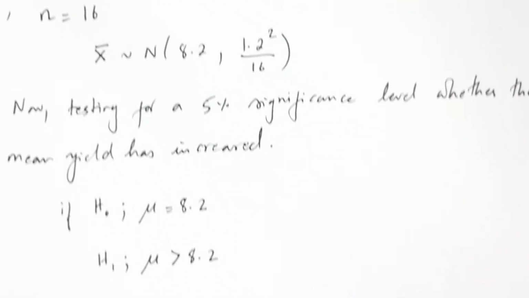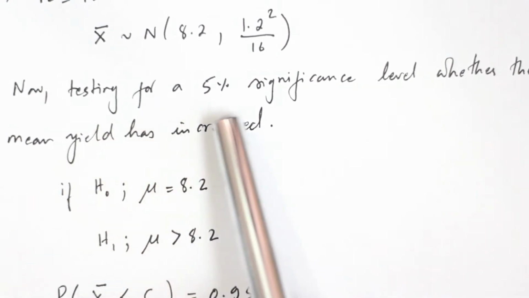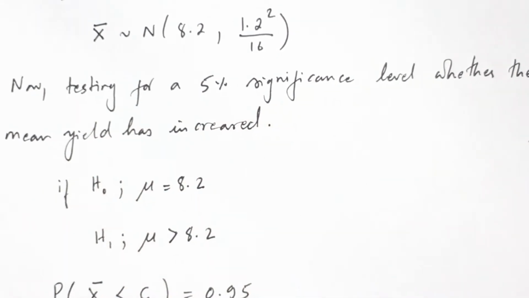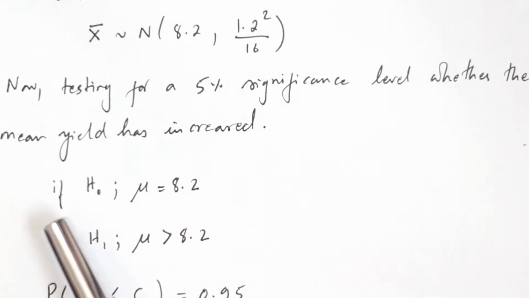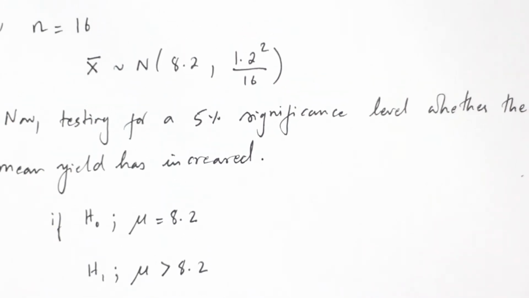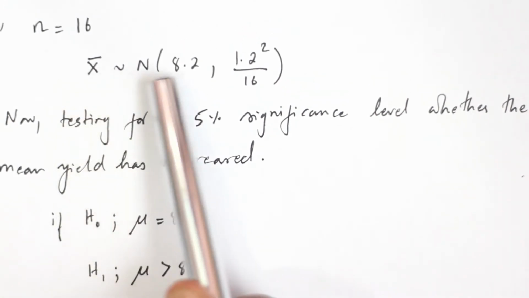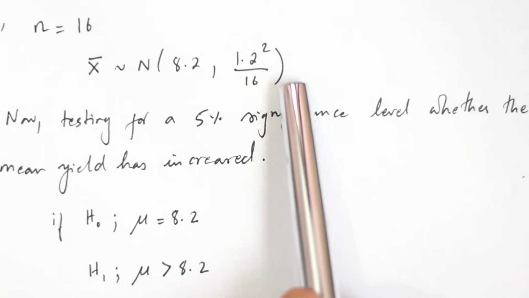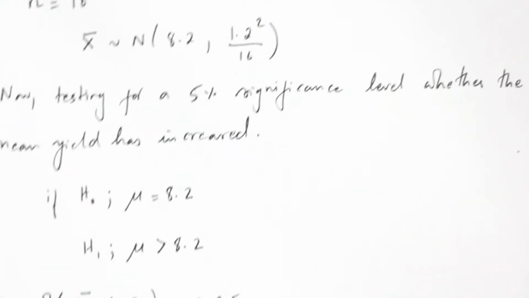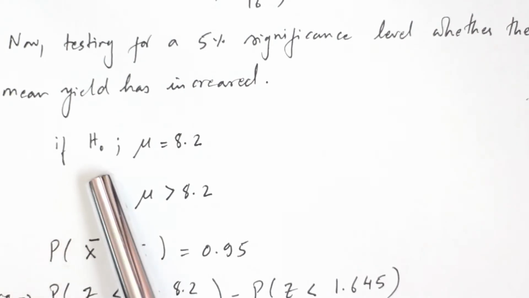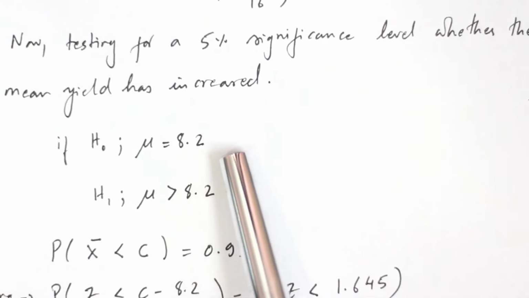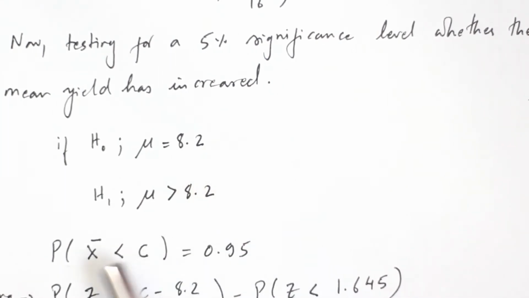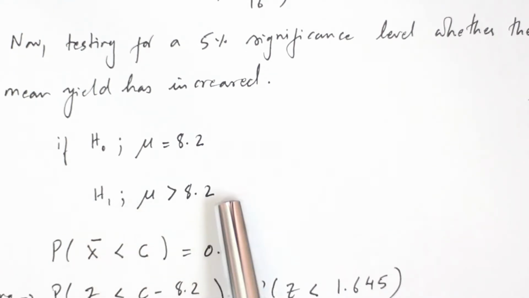So, testing for a 5% significance level, whether the mean yield has increased. If we assume that the mean has a normal distribution of this parameter, then we are saying that the null hypothesis is 8.2. That means the mean has not changed, it's just 8.2. And the alternative hypothesis is to check if the mean has changed, right?